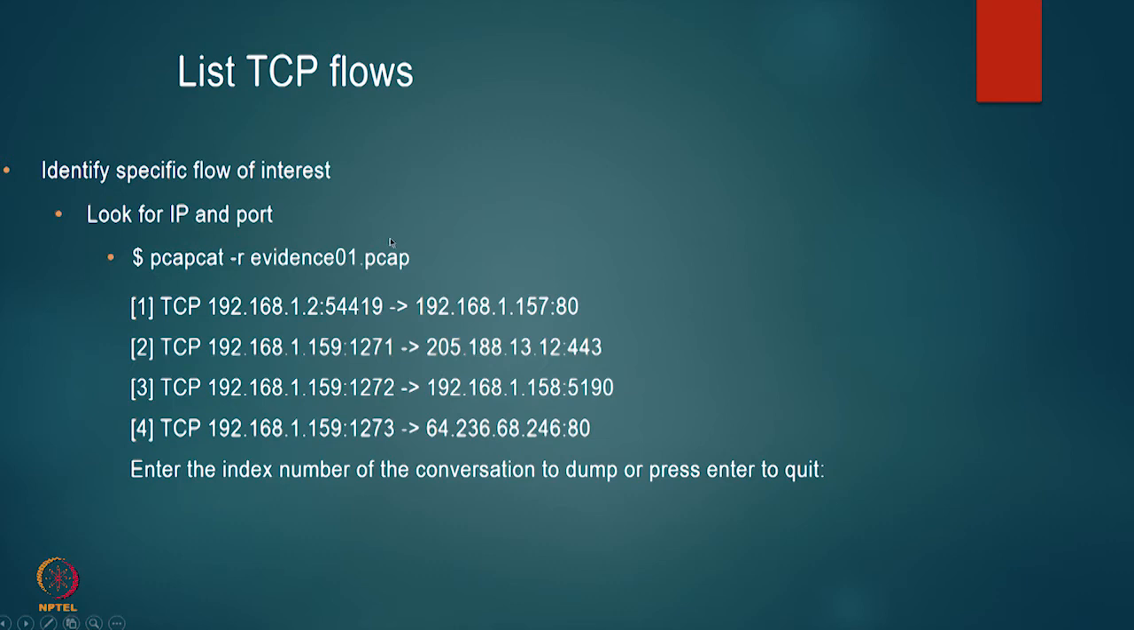Then once we identify them, what are the flows of interest? For example, I want to identify what this person has done after going to the web server. So, this is HTTP 80. I can now take a look at the IP and the port number, and then try to identify what this person has done. If you use this PCAP cat tool, then you will be able to dump all the data that has got transferred between these two ports and these two machines.